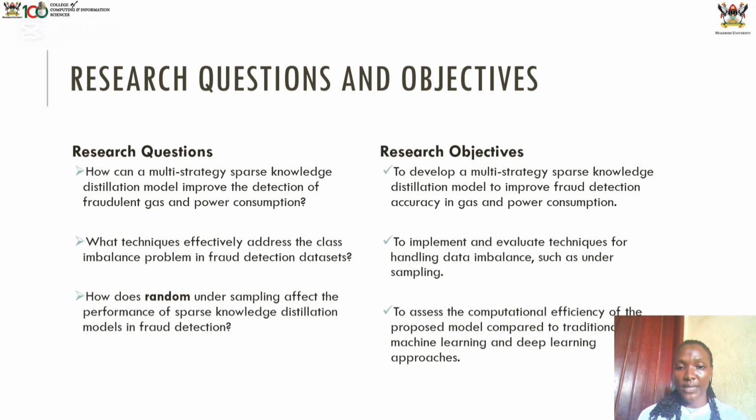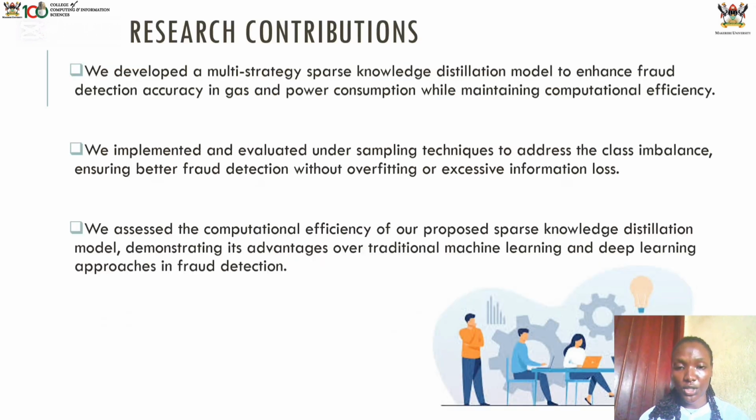Some of our research objectives: we wanted to develop a multi-strategy personal distillation model that can improve detection of fraud activities, while maintaining accuracy and precision. We also wanted to implement and evaluate techniques that can handle the imbalanced data sets we're working with, and to assess the computational efficiency of the proposed model compared to the traditional mechanisms used for fraud detection. The research contributions are that we developed a multi-strategy personal distillation model to enhance fraud detection accuracy in gas and power consumption, while keeping in mind computational efficiency. We also implemented and evaluated some undersampling techniques to address the imbalanced data, and assessed the computational efficiency of this sparse model against the traditional mechanisms.